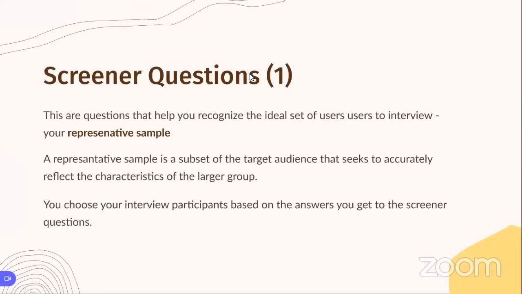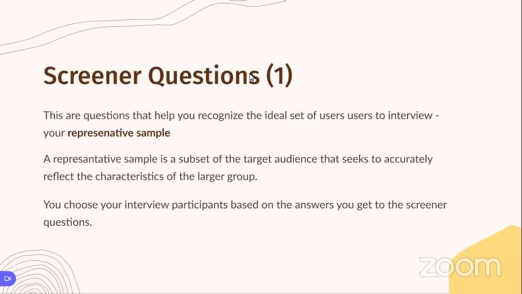What I'm trying to pass across here is that you should make sure your solution is useful to at least one person, and let that person be real. Let at least one person be able to say, yes, this solves my problem. And having screener questions before your interview helps you to achieve that. Also, it helps you to get the right feedback.